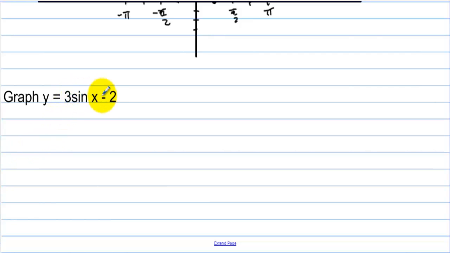Graph y equals 3 sine of x minus 2. This is a vertical stretch by 3, and this is down 2. Now this would be much different if it said 3 sine of x minus 2 with the minus 2 inside. This would be right 2 instead of down 2. But as it is, this minus 2 is on the outside of the function.